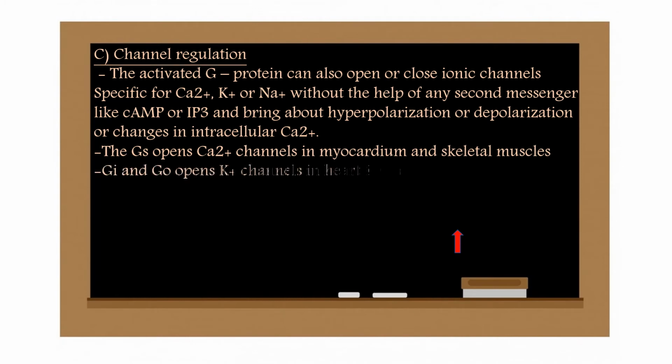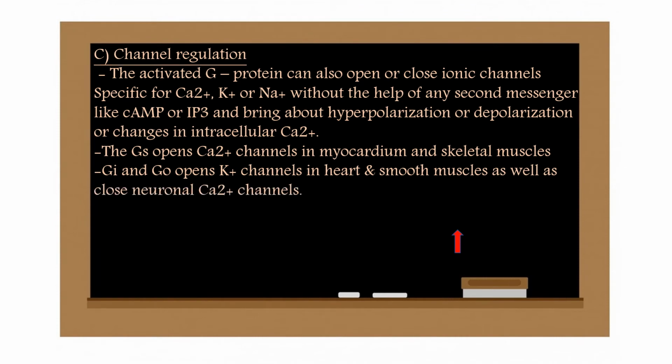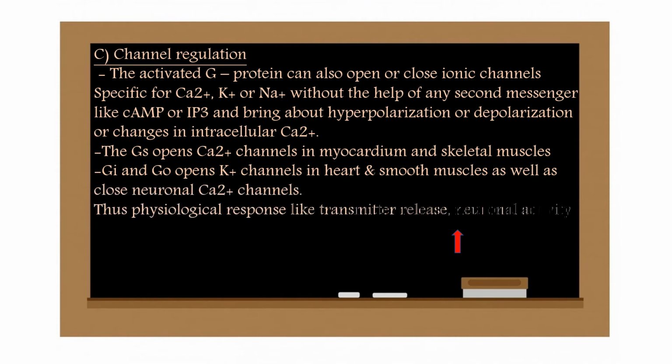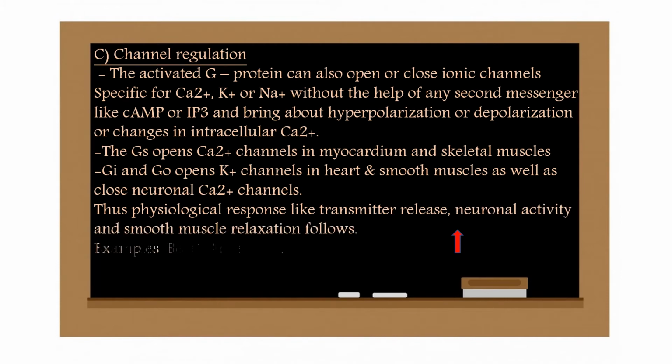The G protein Gs opens calcium channels in myocardium and skeletal muscles, and Gi and Go open K+ channels in heart and smooth muscles, as well as close the neuronal calcium channel. So this causes physiological responses like transmitter release, neuronal activity, and smooth muscle relaxation. An example is the beta-1 adrenergic receptor in heart and skeletal muscle, which increases calcium ions.